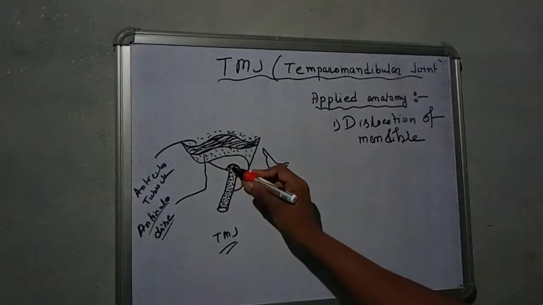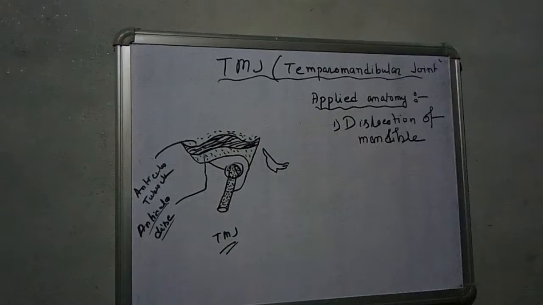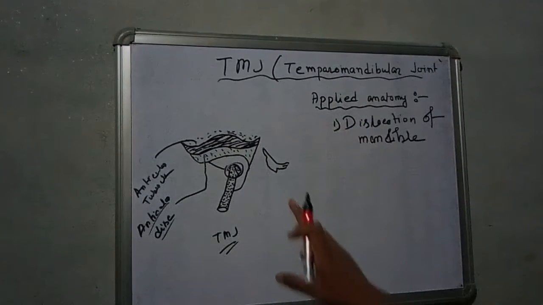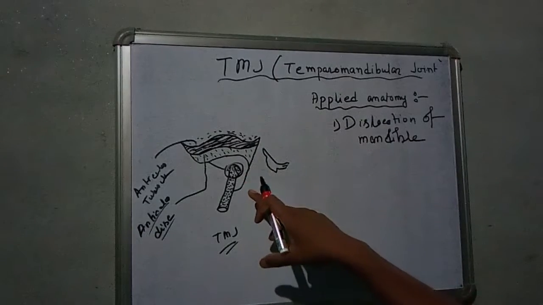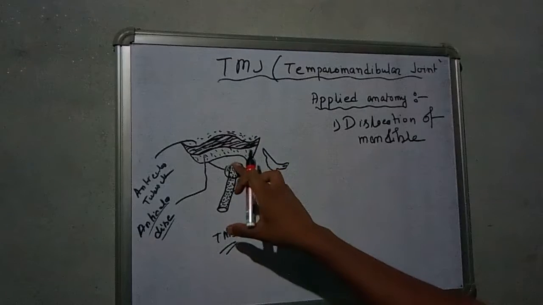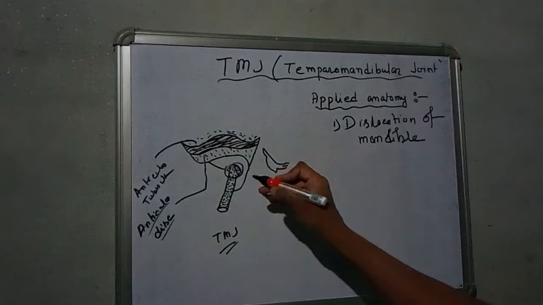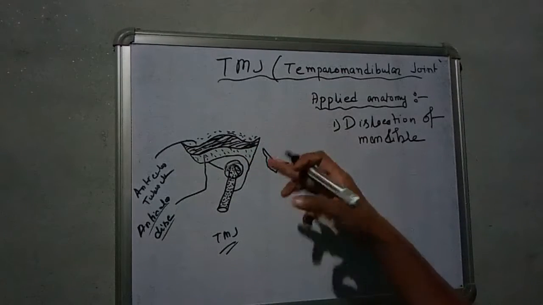This is the head of the mandible. This area may slip. As a result, the mandible is dislocated, and for this cause there will be inability to close the mouth.